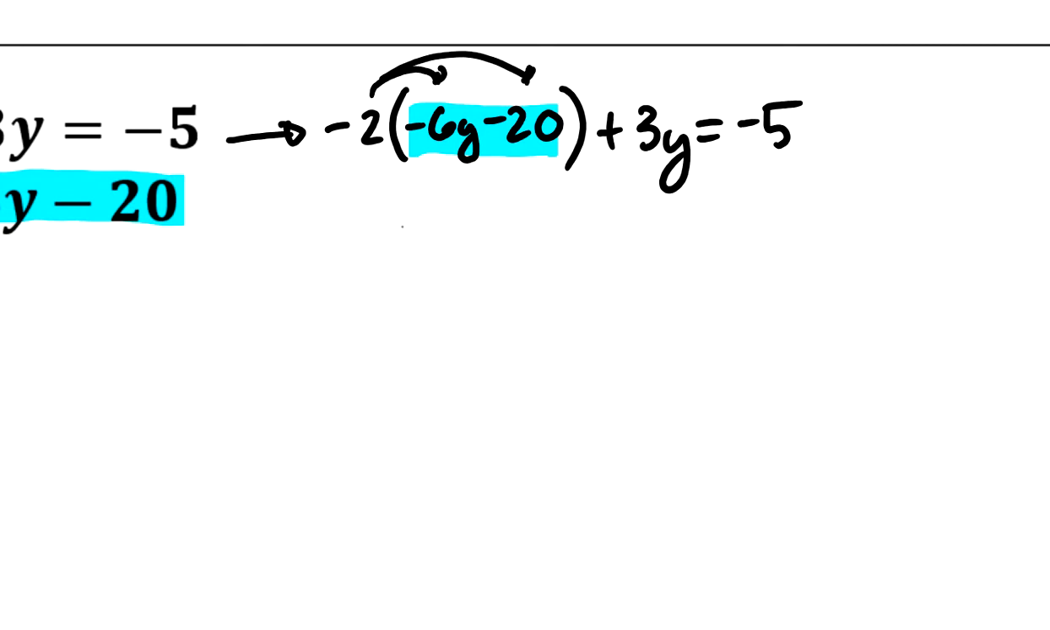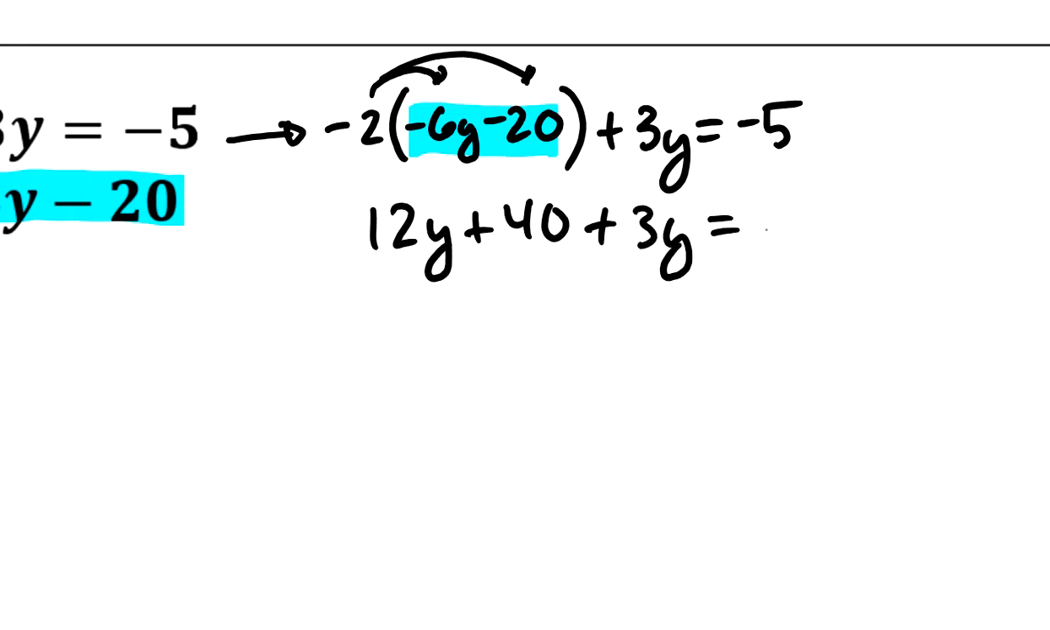this becomes negative 2 times 6 is positive 12y, and then plus 40, and then plus a 3y, and that should equal a negative 5. So 12y plus 40 plus 3y equals negative 5. I'll combine these two. This is 15y plus 40 is negative 5.